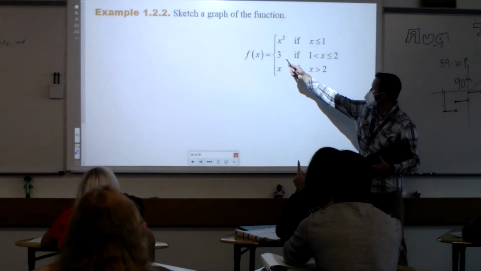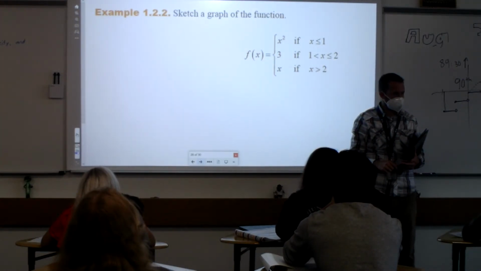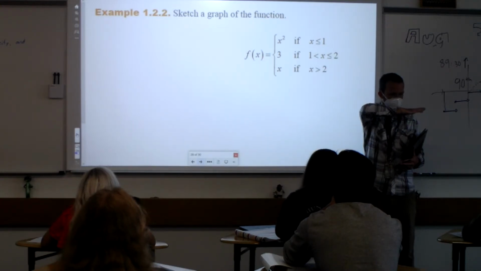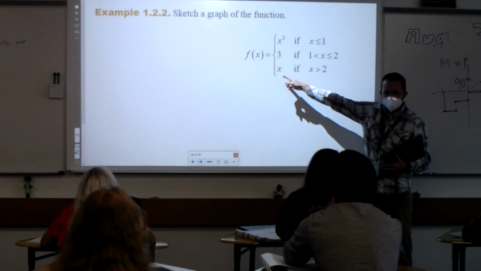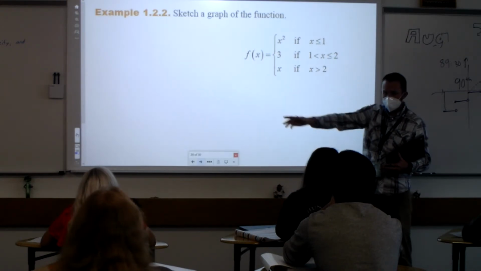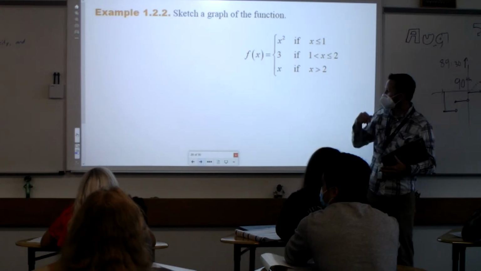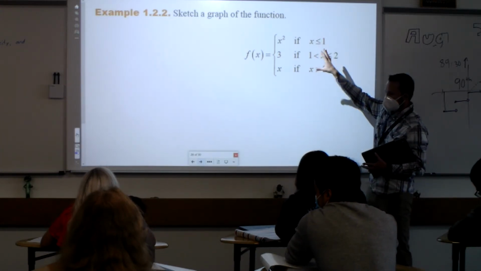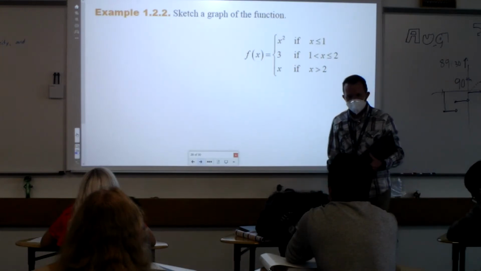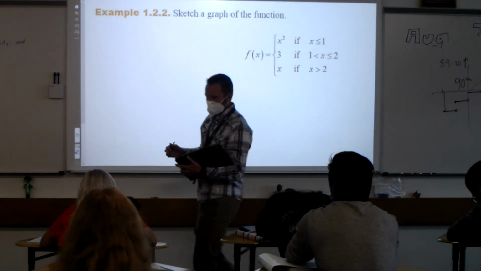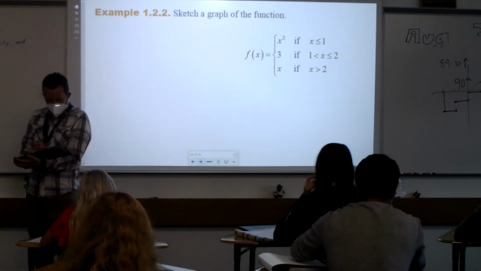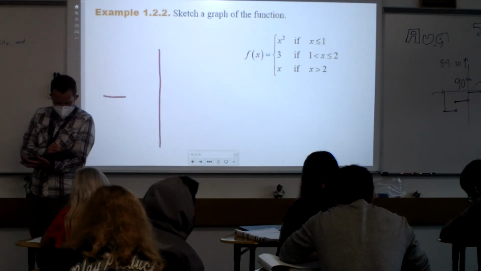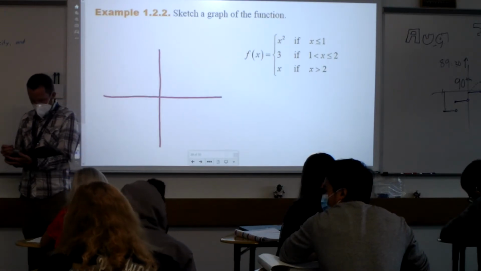We're going to be 3 if we're between 1 and 2. What does 3 look like? Show me with your hands. 3 is constant, right? And what does x look like? Show me. That one, but that's only if x is greater than 2. So what you're going to do is kind of put all those together and make a weird looking graph. I want you to try that on your own. Give you a head start here. Good luck.